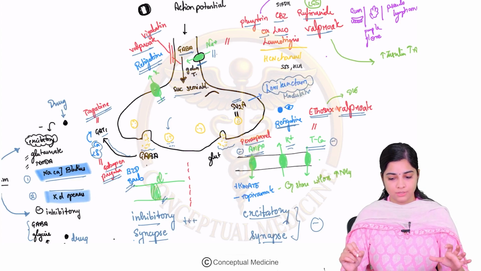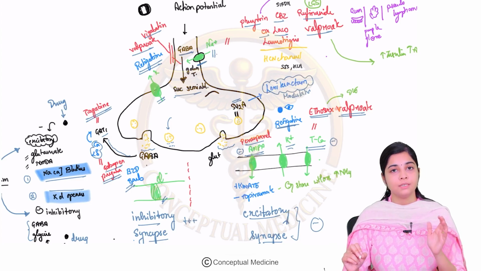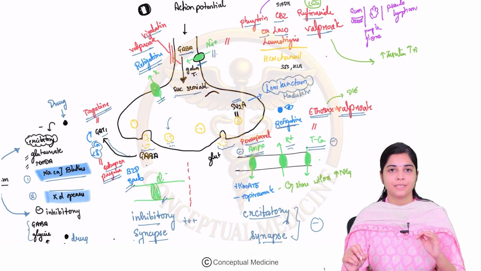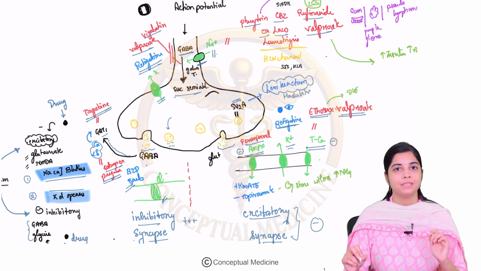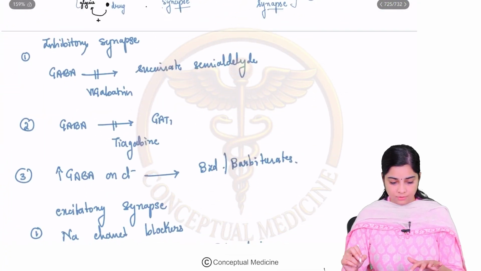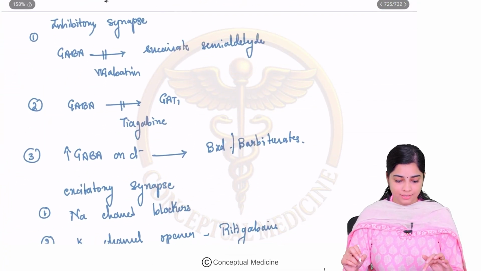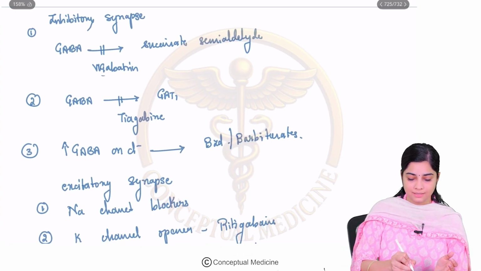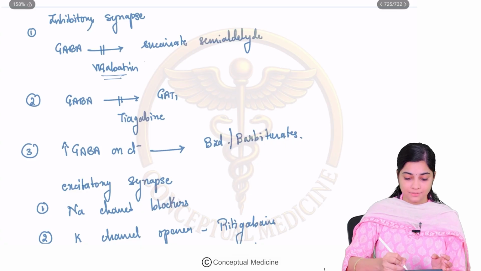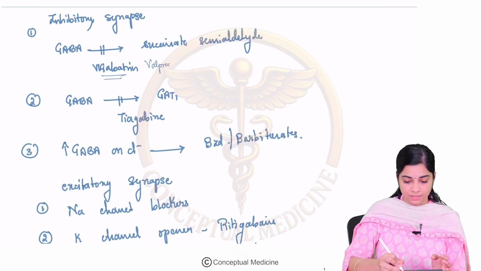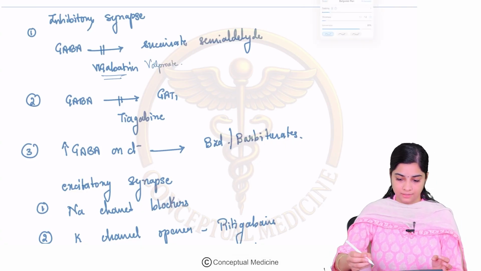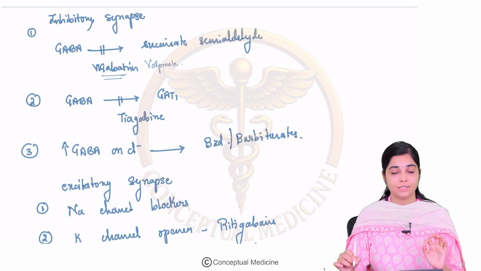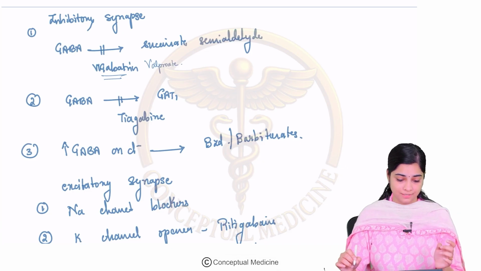So this is about the various drugs which are used in the management of epilepsy. We'll go through the mechanisms of action again and then we will come back to the same slide and look at the various side effects. Fine. So what are the drugs which act on your inhibitory synapse? So GABA is broken down into succinate semialdehyde, and this is inhibited by vigabatrin and valproate. Okay, so GABA is converted into succinate semialdehyde, and this is inhibited by vigabatrin and valproate.